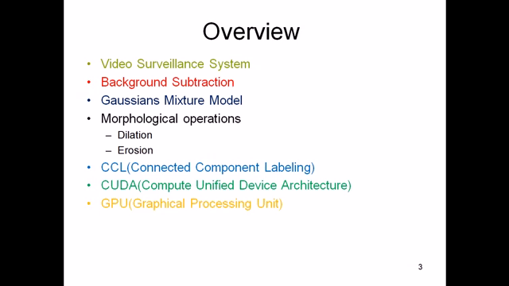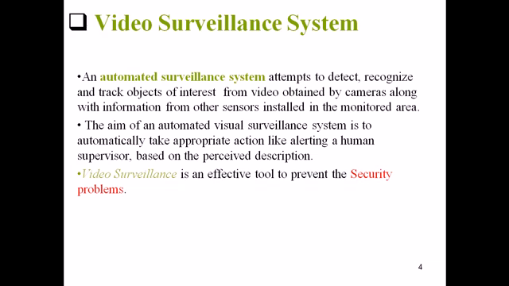Overview: video surveillance system, background subtraction, Gaussian mixture model, morphological operation, CCL, CUDA, GPU. Video surveillance system: an automated surveillance system attempts to detect, recognize, and track objects of interest from video obtained by cameras along with information from other sensors installed in the monitored area. The aim of an automated visual surveillance system is to automatically take appropriate action, like alerting a human supervisor, based on the perceived description. It is an effective tool to prevent security problems.